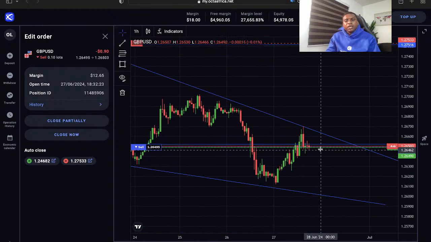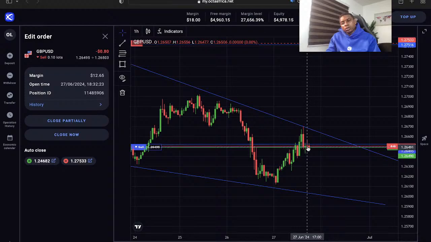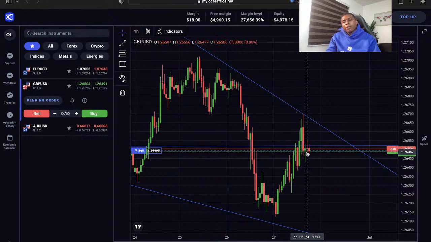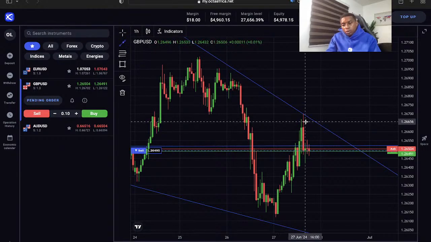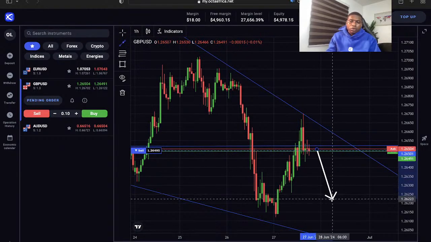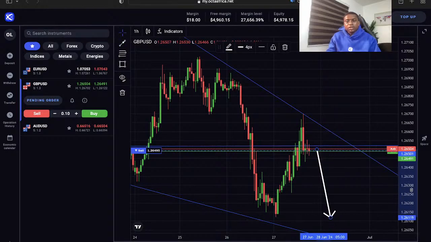So you can see that price has been consolidating at this level in the last 3 hours. Now the interesting thing is this: the more price consolidates at this level, the weaker this level becomes, and the easier for the level to totally break out without restriction, without resistance.